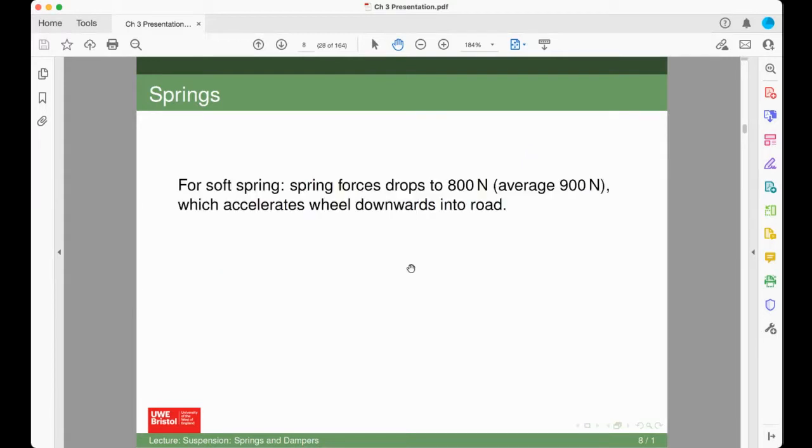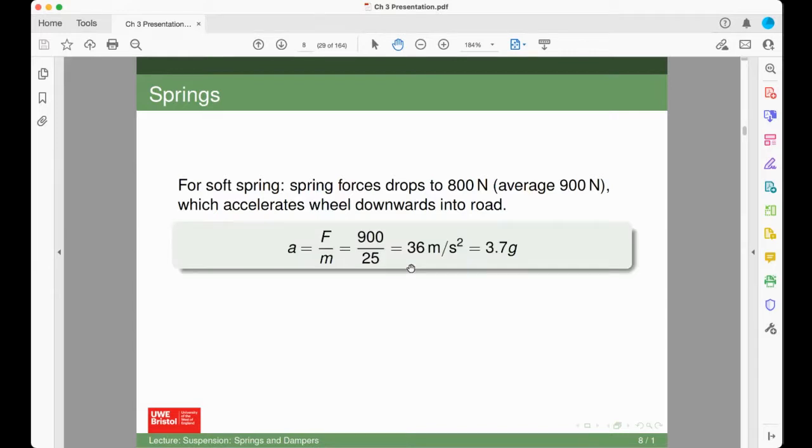We'll talk a bit more about stiffnesses when we get to the end of this section, but this is about different spring types. Going back to that example, for the soft spring the spring force drops to 800 newtons, so an average of 900, because it's 1,000 and 800. The acceleration of the wheel downwards into the road is your 900 newtons force divided by the unsprung mass of the wheel, so you've got 3.7 G pushing the wheel down into the road.